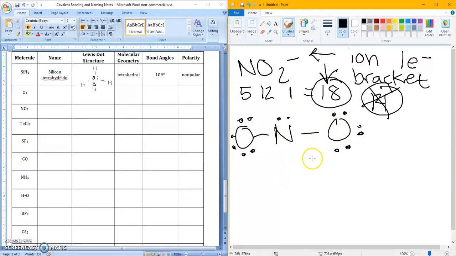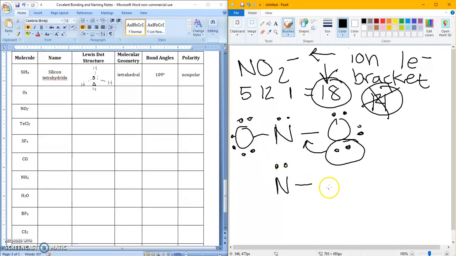Check for stability. Oxygen has 8, oxygen has 8, nitrogen only has 6. So the only way I can fix this is I'm going to share some electrons. And remember, you only make a double bond if you absolutely have to. I could also use this oxygen and put it over there, but because of resonance, it's pretty much the same thing. So either way will work.